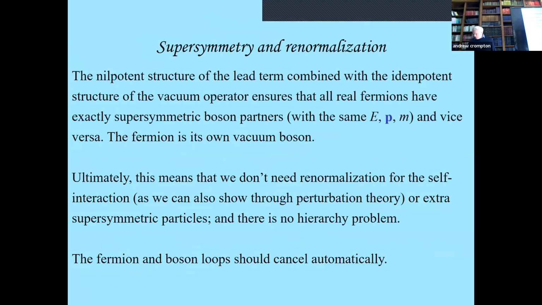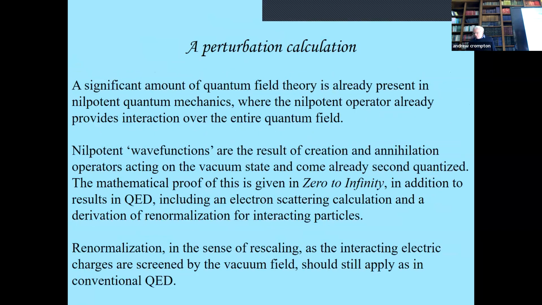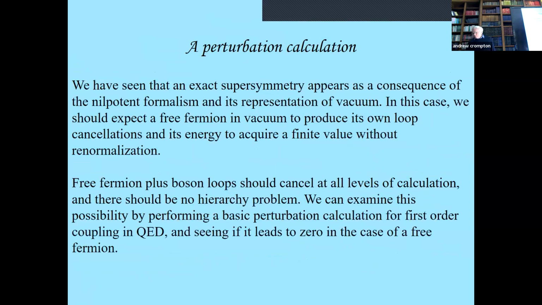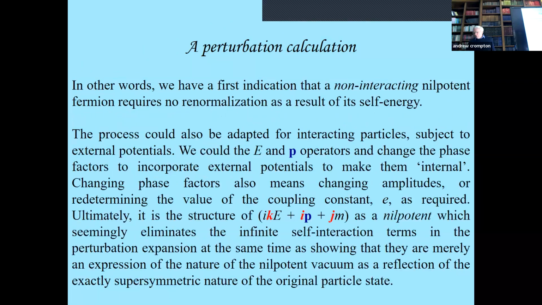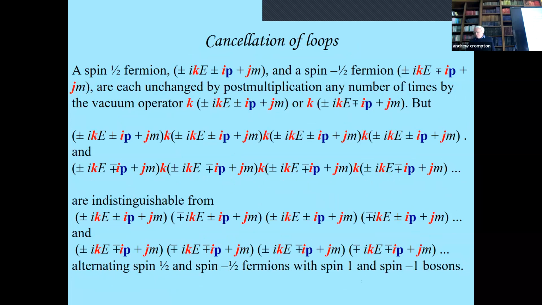Supersymmetry and renormalization. Well, in fact, we can show that we don't have an infrared divergence and we don't have an ultraviolet divergence, the two things that screw up quantum field theory. I do a perturbation calculation here using a nilpotent and find that essentially it comes down to the fact that we've got as many bosons as fermions, because a fermion is a boson is a fermion in vacuum, and it's vacuum that we're talking about.